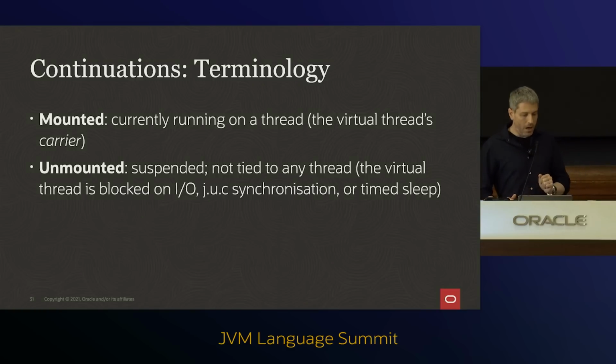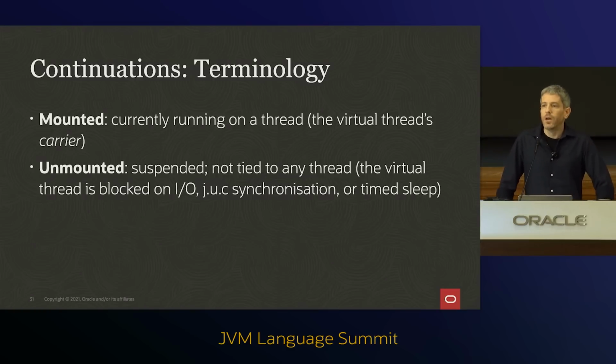I want to introduce some terminology. When a continuation is being executed, when the body of the continuation is running on some thread, we say that it is mounted. And when it is not running, when it's suspended, so when we're talking about virtual threads, that's what happens when a virtual thread is blocked on I/O or some synchronization construct like a lock, we say it is unmounted.